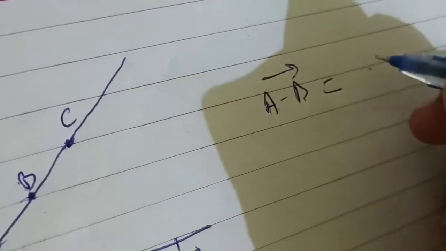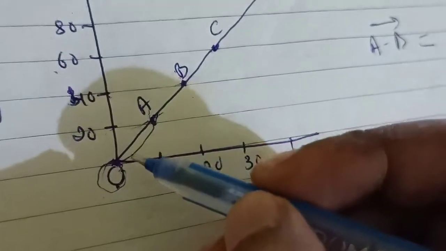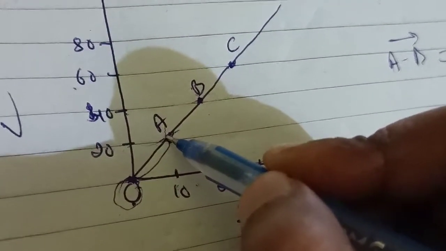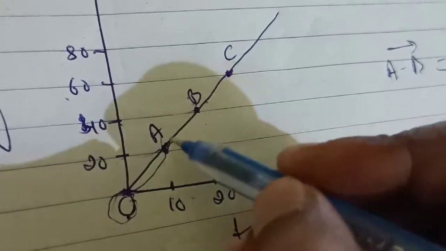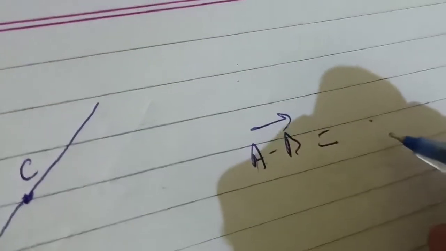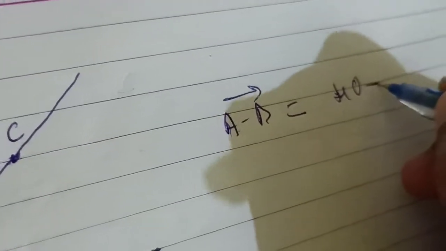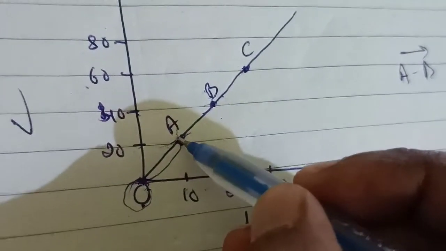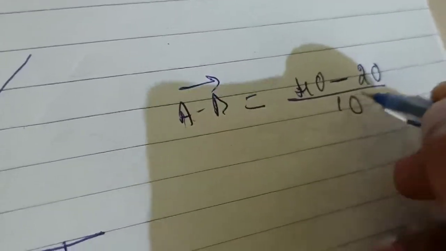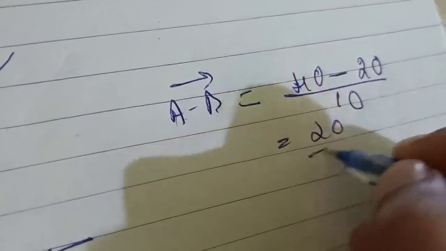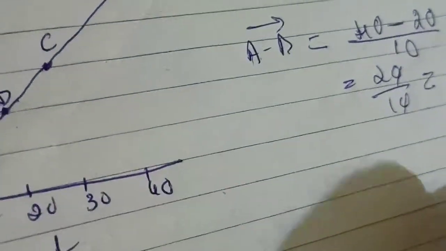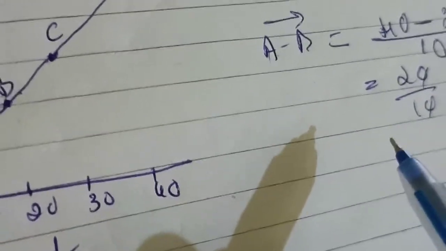The final velocity minus the initial velocity, isn't it? Now from A to B, what is the initial velocity? That is 20. What is the final velocity? It is 40, isn't it? And what is the time taken? It is 10 seconds. So 40 minus 20 is 20, divided by 10. So 2 meter per second square. So the velocity time graph will give you the acceleration.